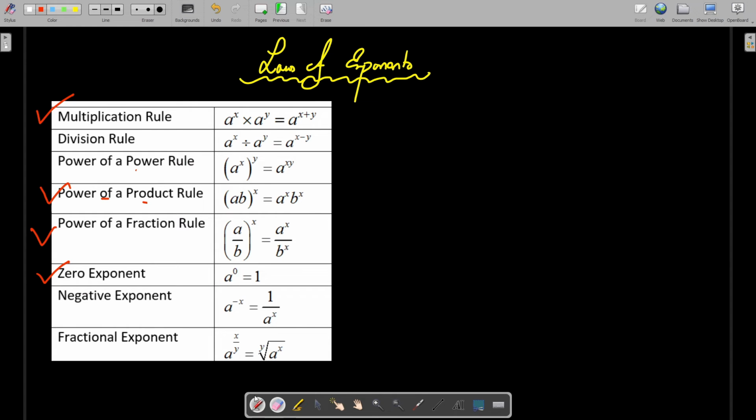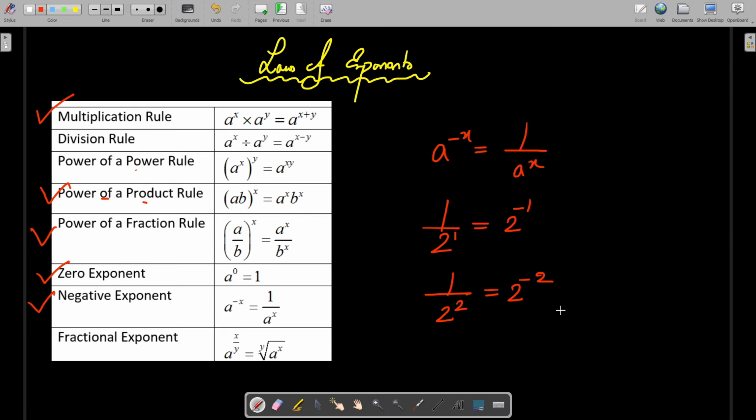The next rule says negative exponents. If it's written as a to the power minus x, then it means 1 by a to the power x. For example, I have 1 by 2. Now what's the power of 2 here? There is a 1. So this can also be written as 2 to the power minus 1. If I have 1 by 2 square, this can also be written as 2 to the power minus 2. Pretty easy.